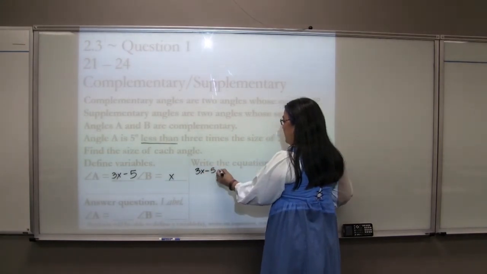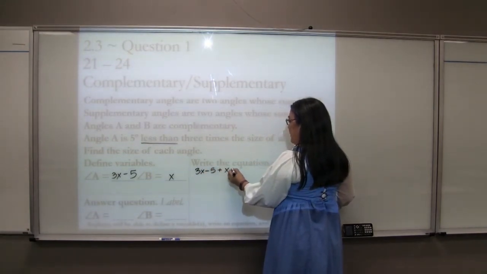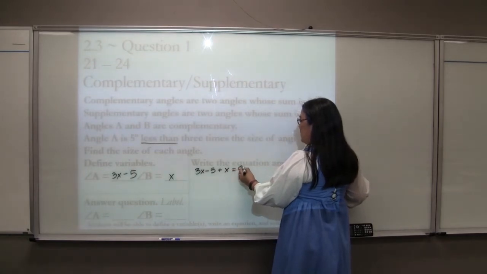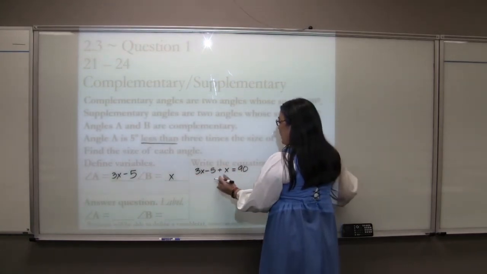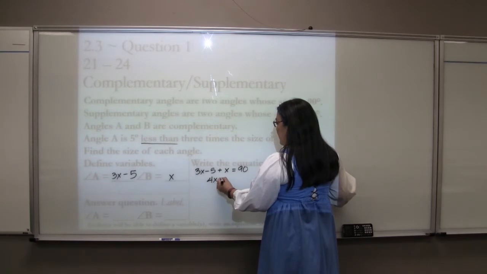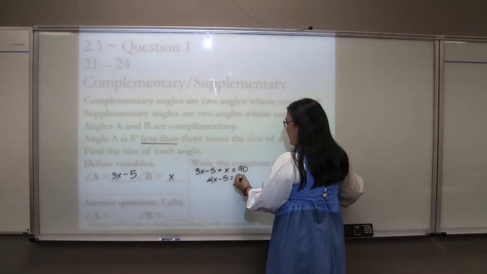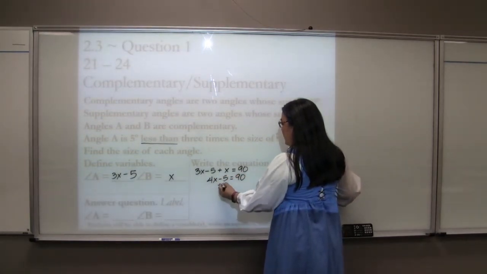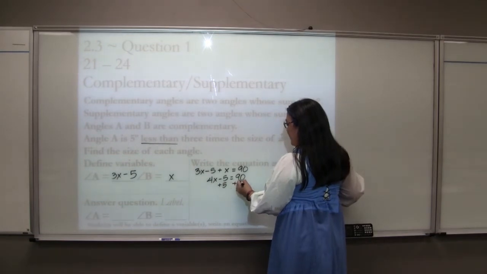There's angle A. There's angle B. They add together to equal 90 because they're complementary. We're going to combine like terms and solve our wonderful little two-step algebra equation.